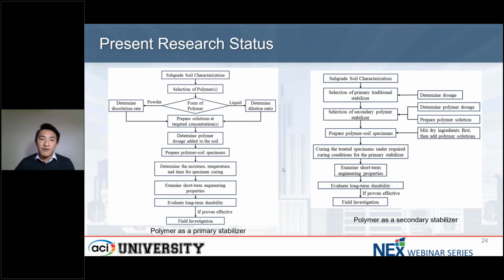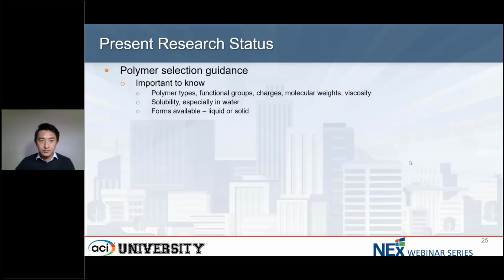For polymers, instead of using polymer alone as a primary stabilizer, there is more research now showing the possibility of using polymers as a secondary stabilizer in conjunction with, for example, cement. In that case, the procedure is pretty much similar. We just need to change it a little bit, because the primary stabilizer is now the traditional stabilizer. So we may change our curing method or mixing criteria, something like that. So now let's talk a little bit more about polymer selection. How do we select the polymer?